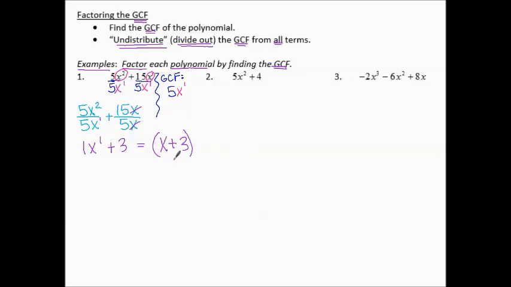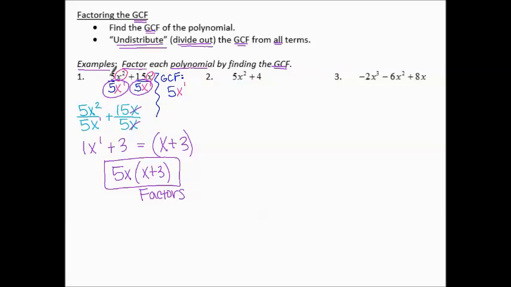The other factor is what I divided by to start with. So my factors are going to be 5x times x plus 3. These are my factors. If I wanted to check that, I could distribute, and I should get back to my original problem. These two expressions, when multiplied together, will give me 5x squared plus 15x.